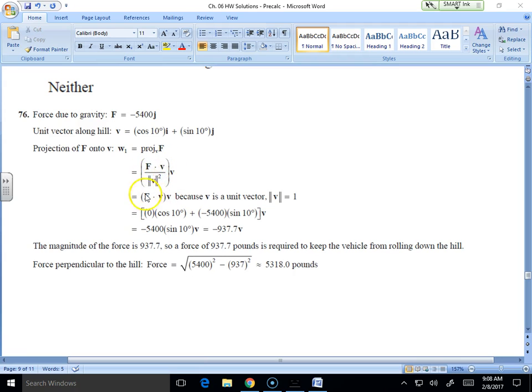You could have used the projection in order to solve using that formula and plug everything in. And then you would have found not only the magnitude of the force, which is right up here above, but you could have also found the other force. There were 2 forces you were looking for, I apologize. The one rolling down the hill would be 93.7, and the one perpendicular to the hill would be 5318.